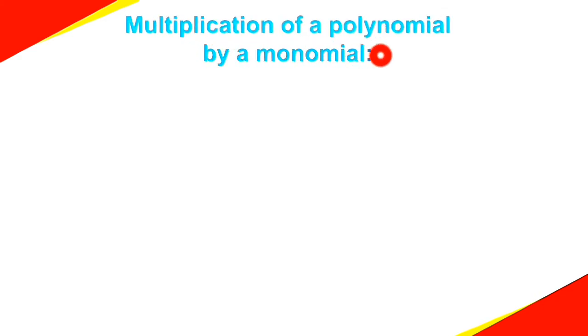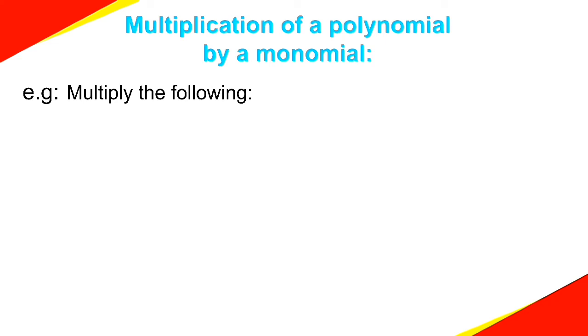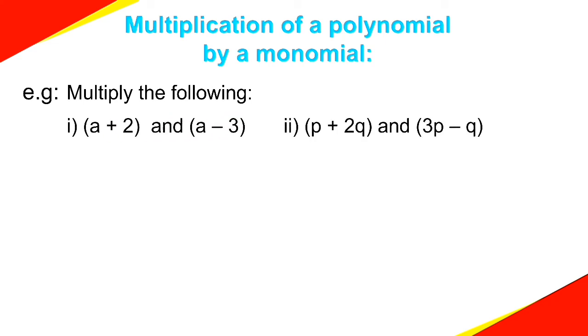Multiplication of a polynomial by a polynomial. Example, multiply the following. First option, a plus 2 and a minus 3. Second option, p plus 2q and 3p minus q. First one I am going to solve: a plus 2 into a minus 3.